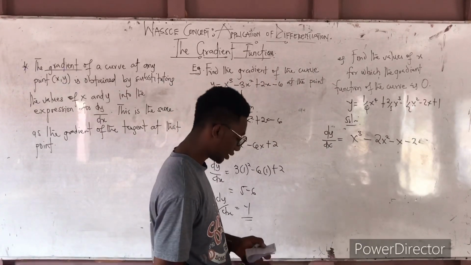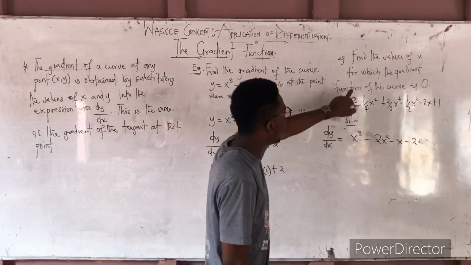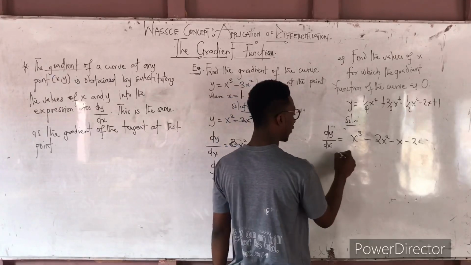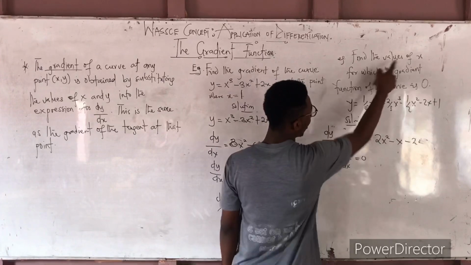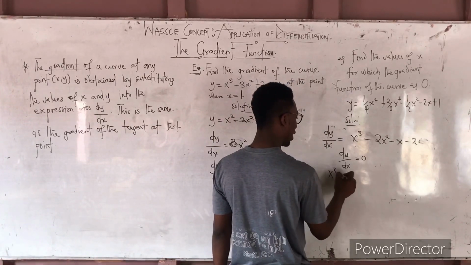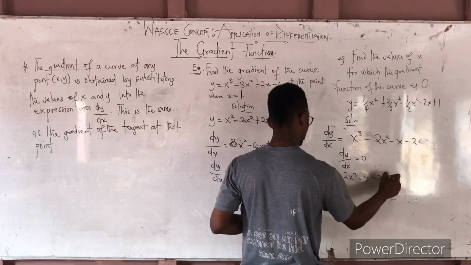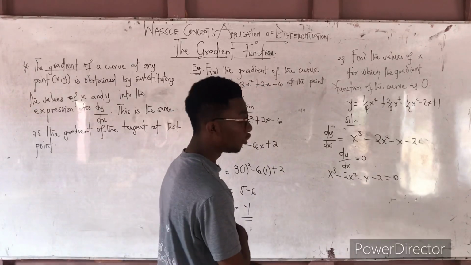This is what you get. And now the question says to find the values for which the gradient function of the curve is equal to 0. So the gradient function dy/dx should be equal to 0, and you have to find the values of x. So if dy/dx is equal to 0, you have x cubed + 2x squared - x - 2 should be equal to 0. And now this is a polynomial.